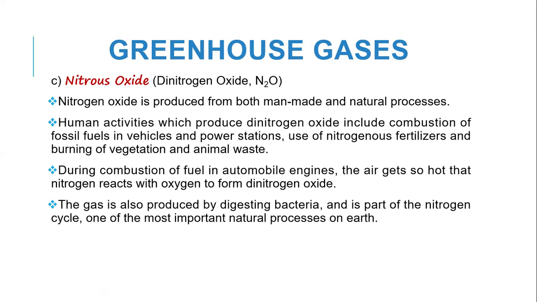During the combustion of fuel in automobile engines, the air gets so hot that the nitrogen reacts with the oxygen to form this dinitrogen oxide. So that's how nitrogen oxide is formed, by the reaction of nitrogen with oxygen. The gas is also produced by digesting bacteria, and this is part of the nitrogen cycle, one of the most important natural processes on the earth. So that's how naturally this nitrogen oxide can be obtained.